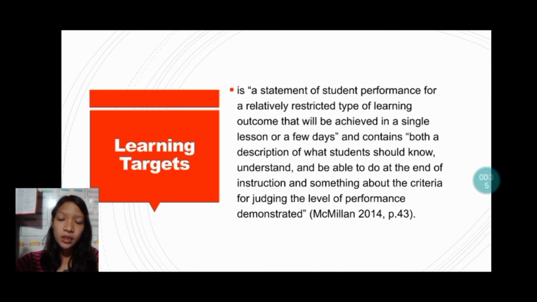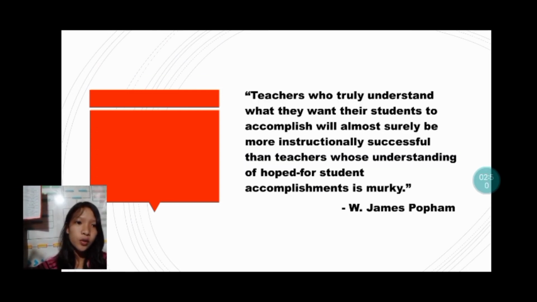4. Establish learning targets that are challenging yet feasible. Will the targets challenge students to do their best work? And 5. Establish targets that are consistent with current principles of learning and motivation. Are the targets consistent with research on learning and motivation? There is a quote by W. James Popham that says, "Teachers who truly understand what they want their students to accomplish will almost surely be more instructionally successful than teachers whose understanding of hoped-for student accomplishments is murky."